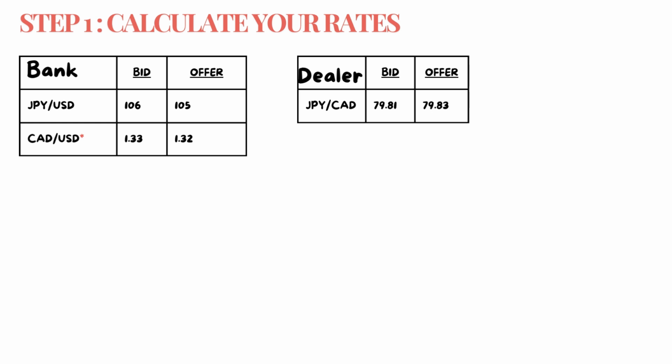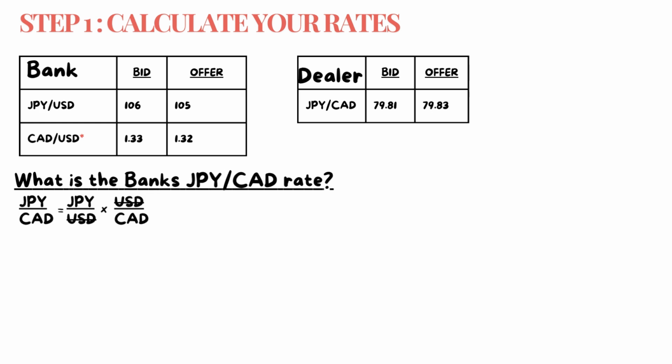All right, so let's do step one together and calculate our rates. We're trying to find out what the bank offers for Japanese yen to Canadian. So this is the formula. As you can see, the USD cancels each other out. Careful, there's a trap here. The actual rate we have for the bank is Canadian to USD. When we flip that around to turn it into USD to Canadian, we need to also flip around our bid and offer. So careful about that.